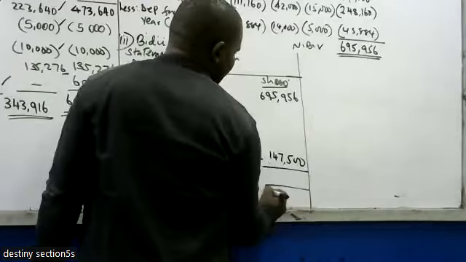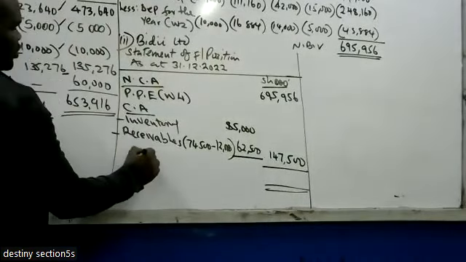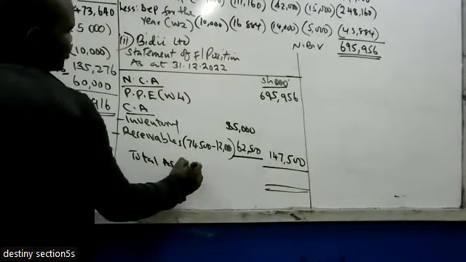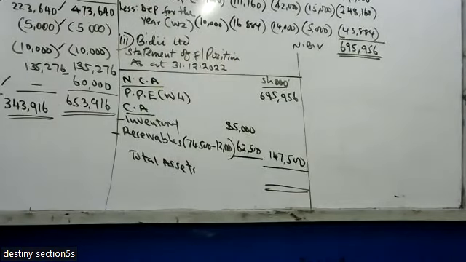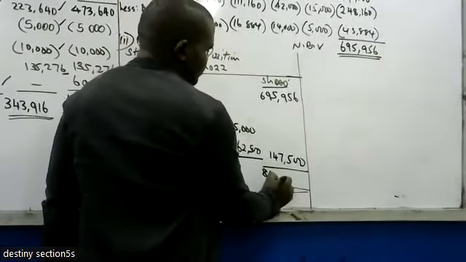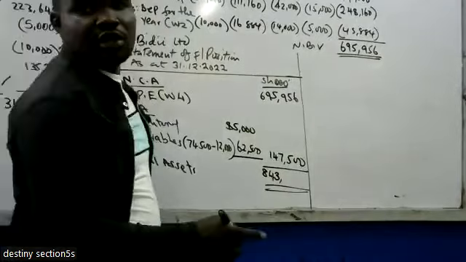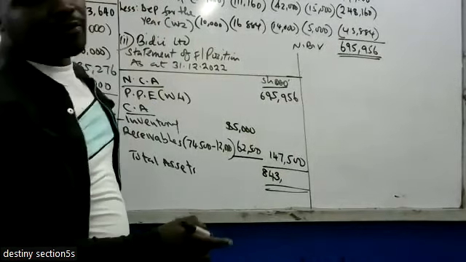147,500. So add the total assets. How much is the total assets? Total assets 843,456.